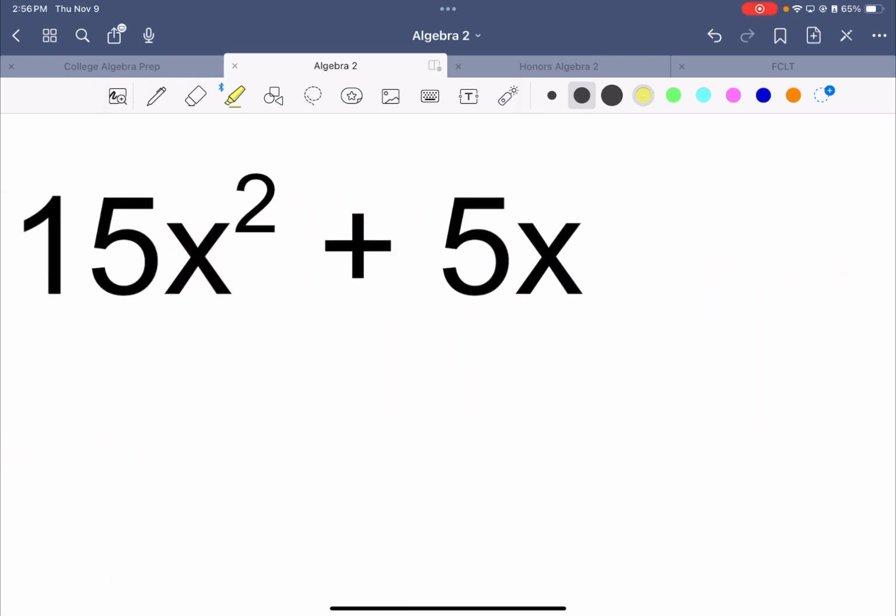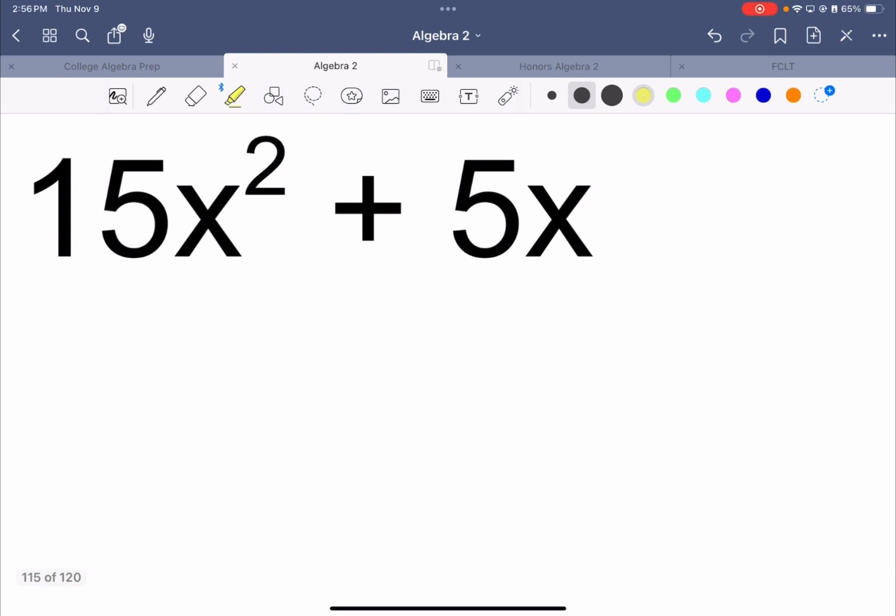Okay, let's look at this one. 15x squared plus 5x. Go ahead. Factor that using GCF. And as you're doing that, anytime you're factoring, GCF first. If you don't hear anything else I say all year long, which will be the case for some of you, anytime you factor, GCF first.